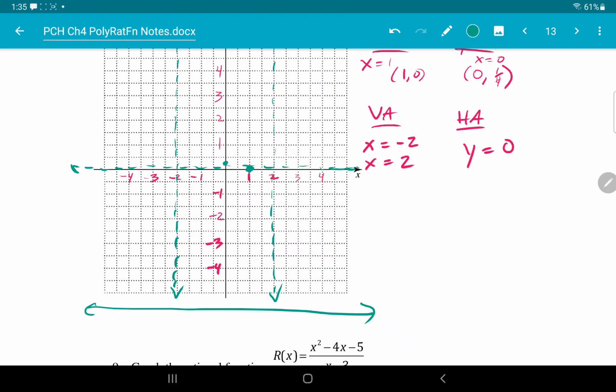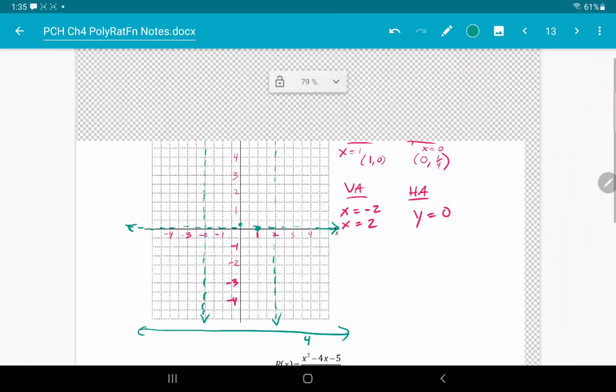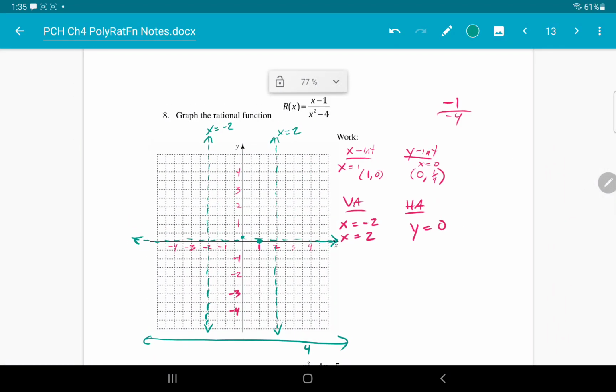Alright, since the horizontal asymptote is at 0, that really means I should do some sign analysis because that's not giving me any information here. So let's plug in a value like 4. If I plug in 4, 4 minus 1 is positive, over 4 squared minus 4, that's positive. So everything at 4 is going to be above the x-axis. So we'll have our graph there.